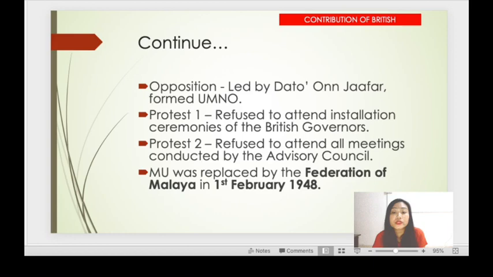political rights. So they utilized civil disobedience as a means of protest by refusing to attend the installation ceremonies of the British governors, and they had also refused to participate in the meetings of the advisory councils. Hence, Malay participation in the government bureaucracy and the political process had totally stopped. The British had finally recognized this problem and took measures to consider the opinions of the major races in Malaya before making amendments to the constitution. The Malayan Union was dissolved and replaced by the Federation of Malaya on the 1st February 1948.